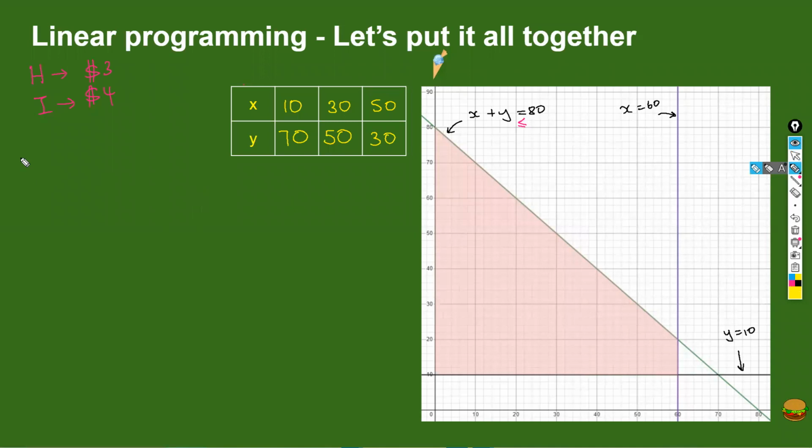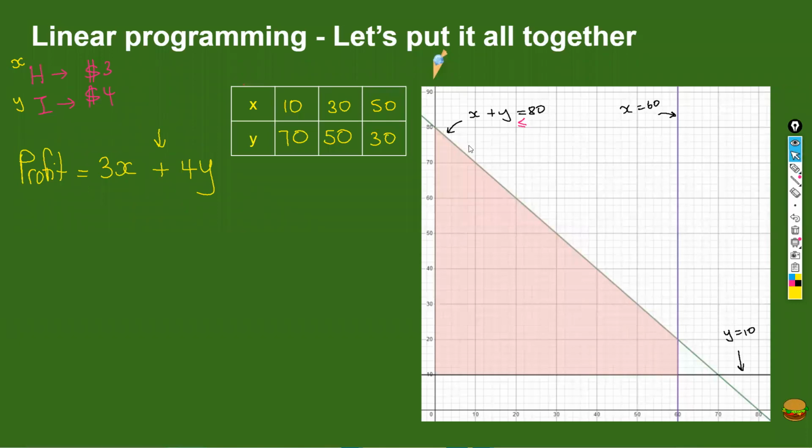So let's build a profit equation. How would you calculate profit? Tell me if this equation makes sense. If X represents hamburgers and Y represents ice creams, the total profit is 3X + 4Y. Because for each hamburger we sell, and X is the number of hamburgers we make, we get $3. And Y is the number of ice creams, so if we multiply by 4, we get the total profit for all the ice creams. And of course, if we add up both of them, we get the total profit for the day.